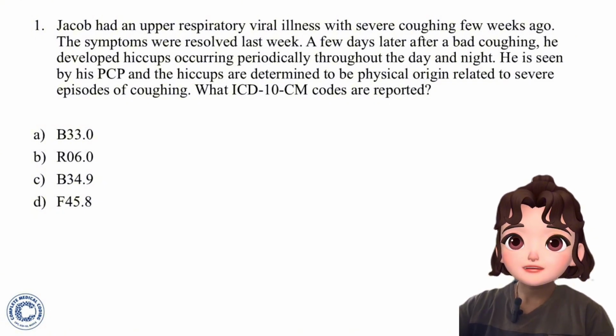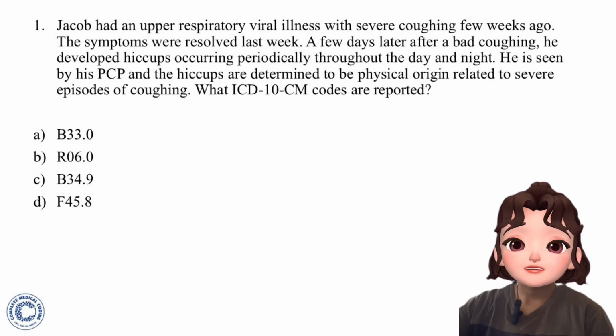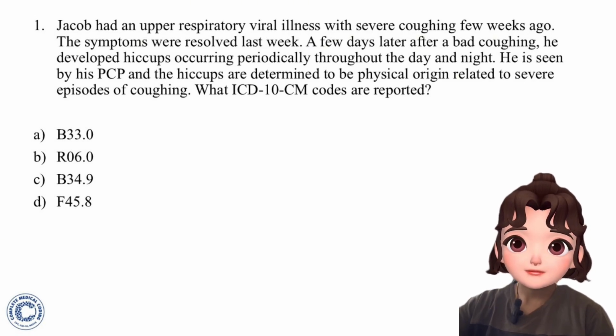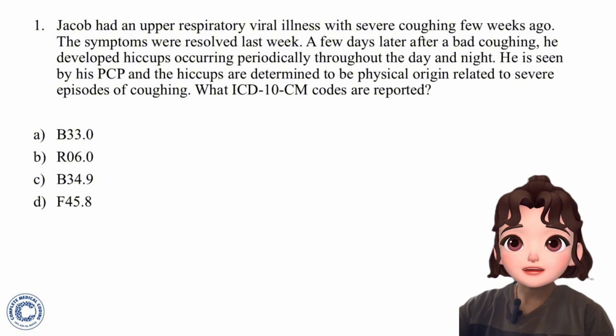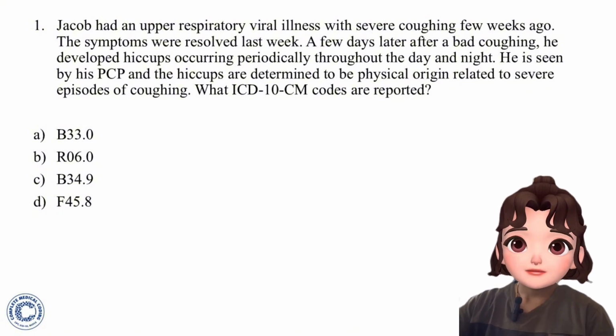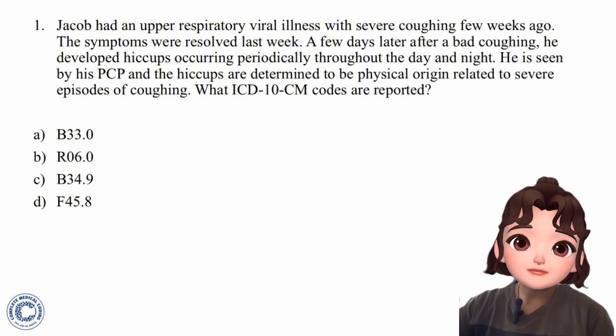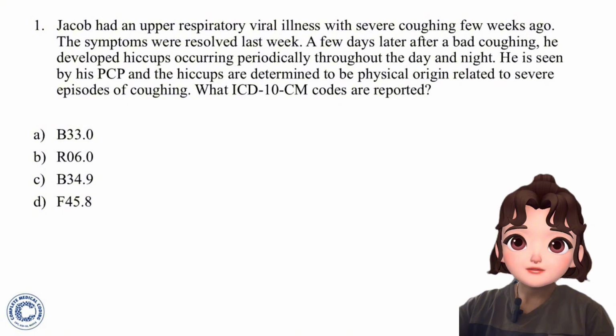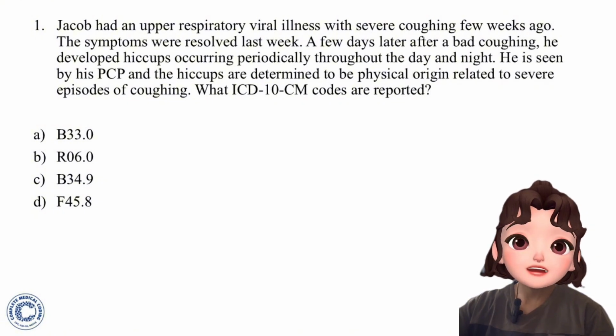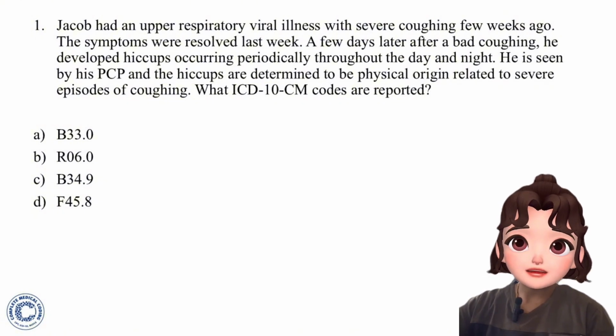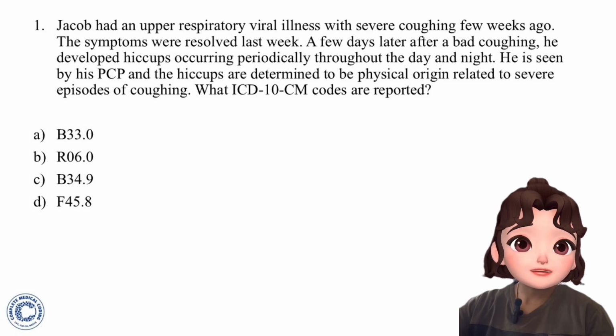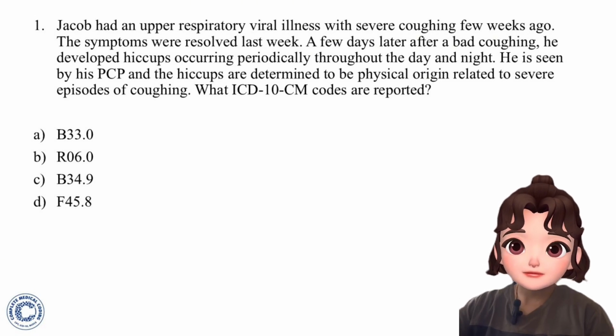What is B33.0? Open the ICD code book and go to B33.0. B33.0 is epidemic myalgia. Myalgia means body pain, so this is not body pain. Second option, what is R06.0? R06.0 is dyspnea. The meaning of dyspnea is shortness of breath.